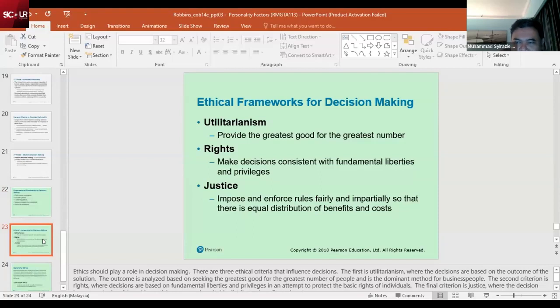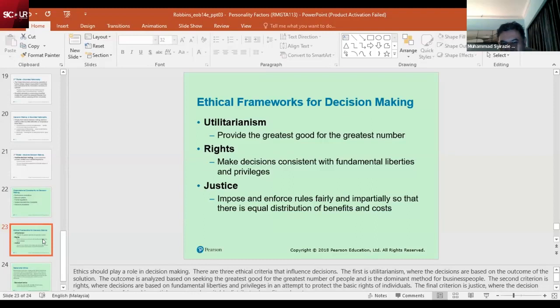Ethical frameworks for decision making, related to ethics, which should play a role in decision making. In the statement here, it says there are three ethical criteria that influence decisions. The first one, utilitarianism: provide the greatest good for the greatest number. The bigger benefit for the bigger number supersedes the harm to the least number.